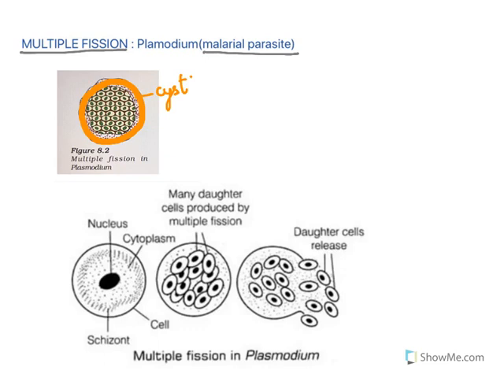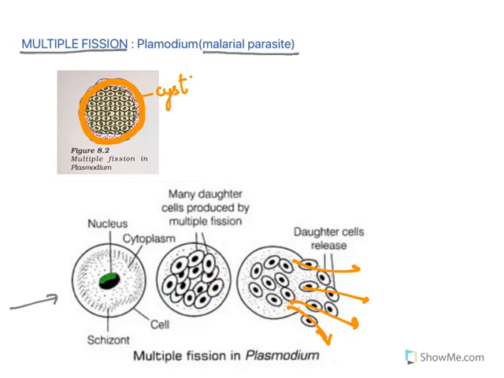Now in this next picture we can see how a single Plasmodium, first within the Plasmodium you have a number of little cells that are formed. The nucleus undergoes multiple division and each of these nuclei gets surrounded by cytoplasm, and then later the cyst breaks open, releasing all the malarial parasites. So this division is called multiple fission because a single cell gives rise to a number of cells.